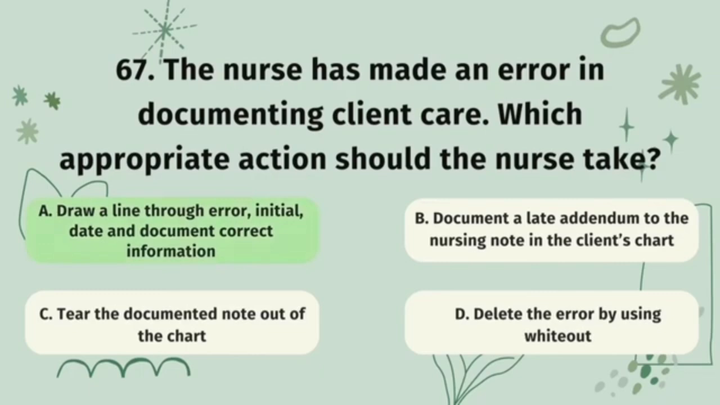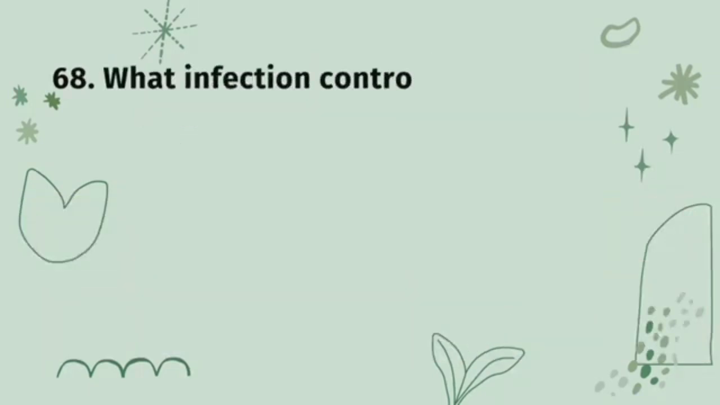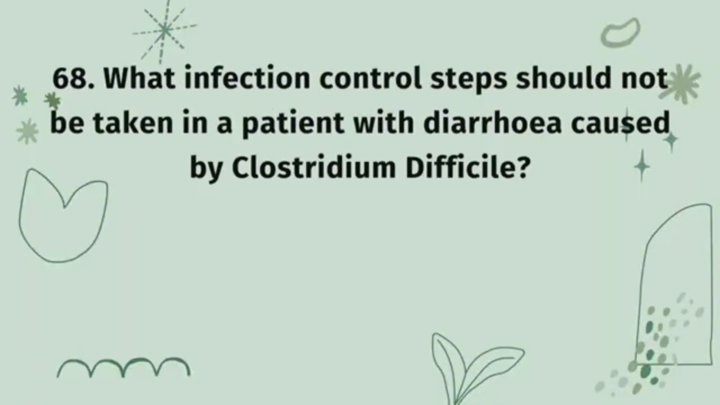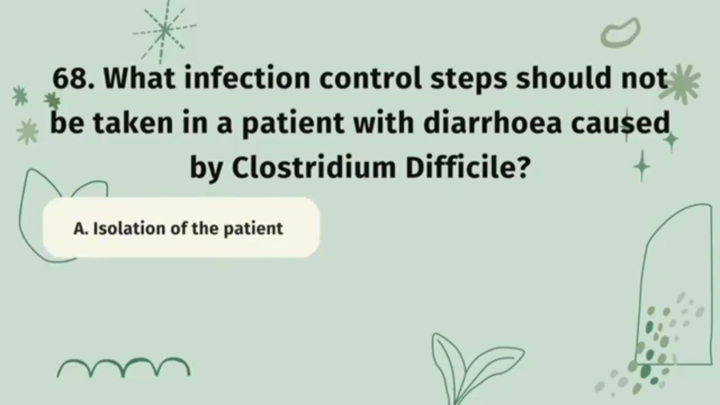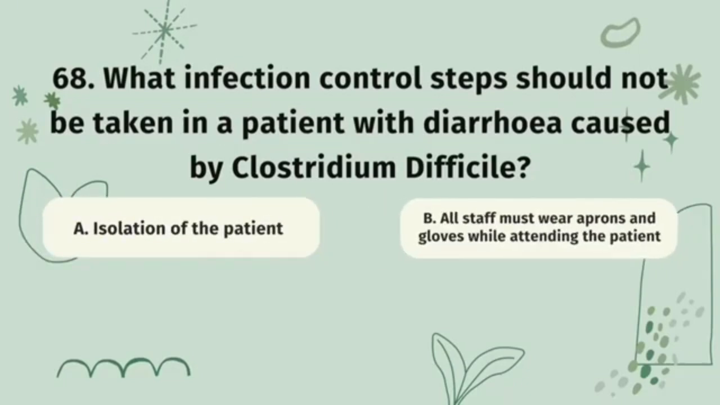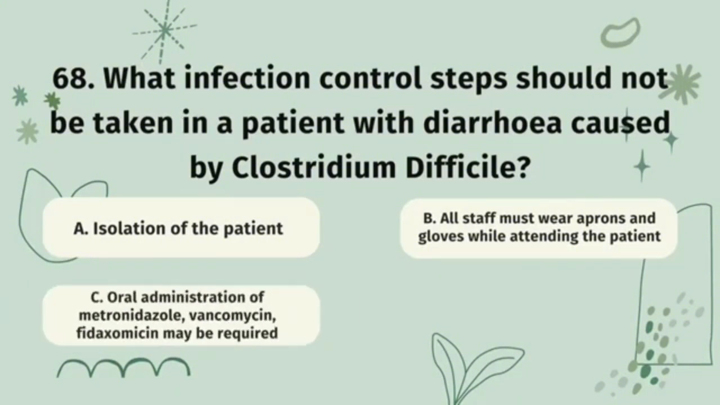The correct answer is A. Question 68. What infection control steps should not be taken in a patient with diarrhea caused by Clostridium difficile? Option A. Isolation of the patient. Option B. All staff must wear aprons and gloves while attending the patient. Option C. Oral administration of metronidazole, vancomycin, fidaxomicin may be required. Option D. None of the above.